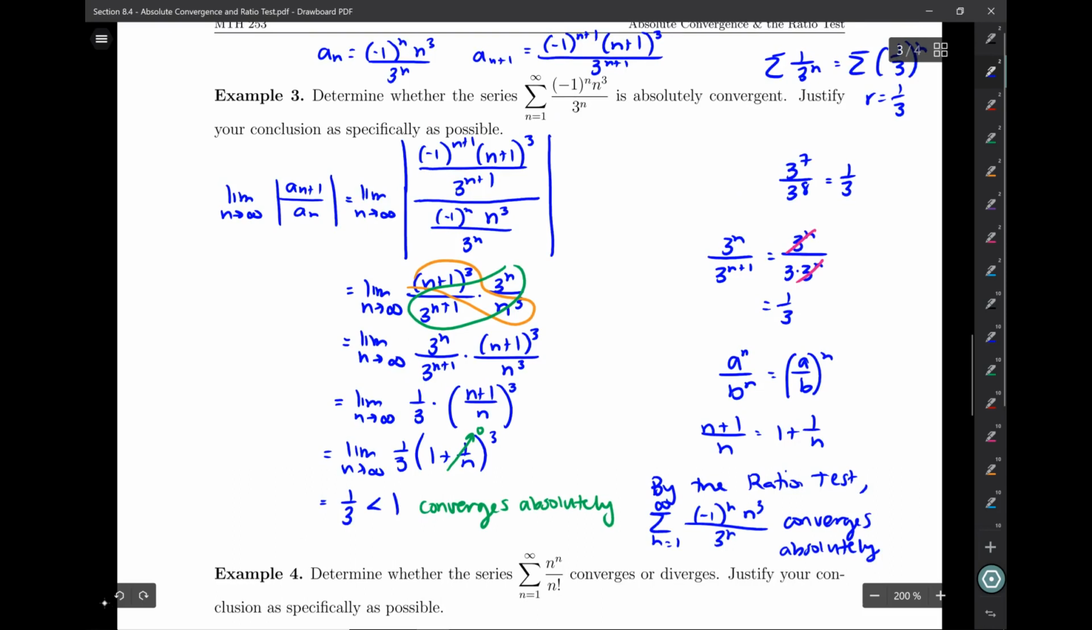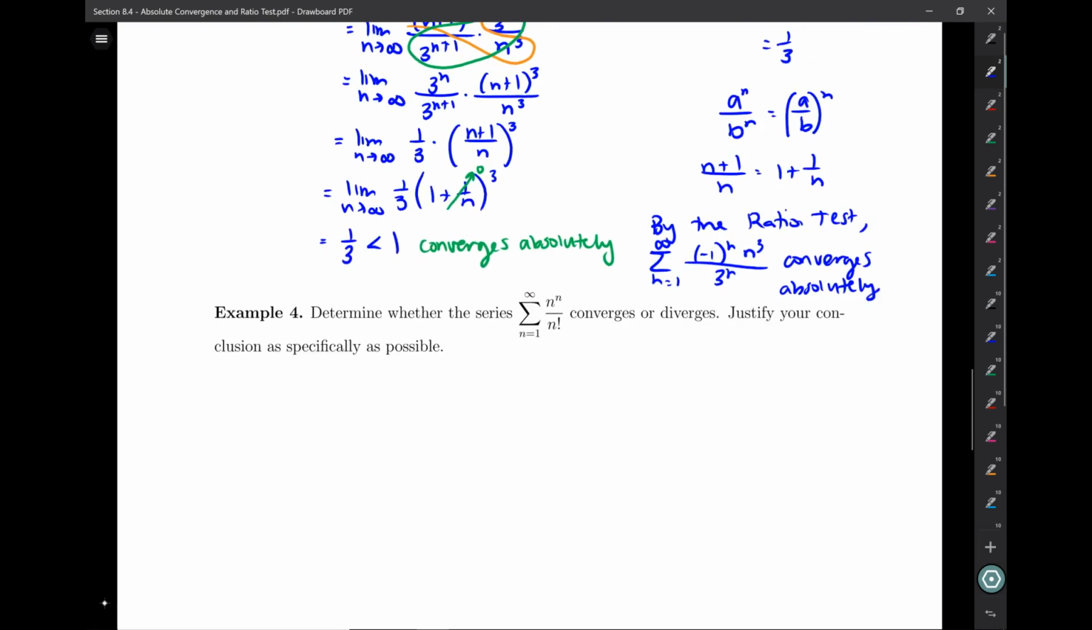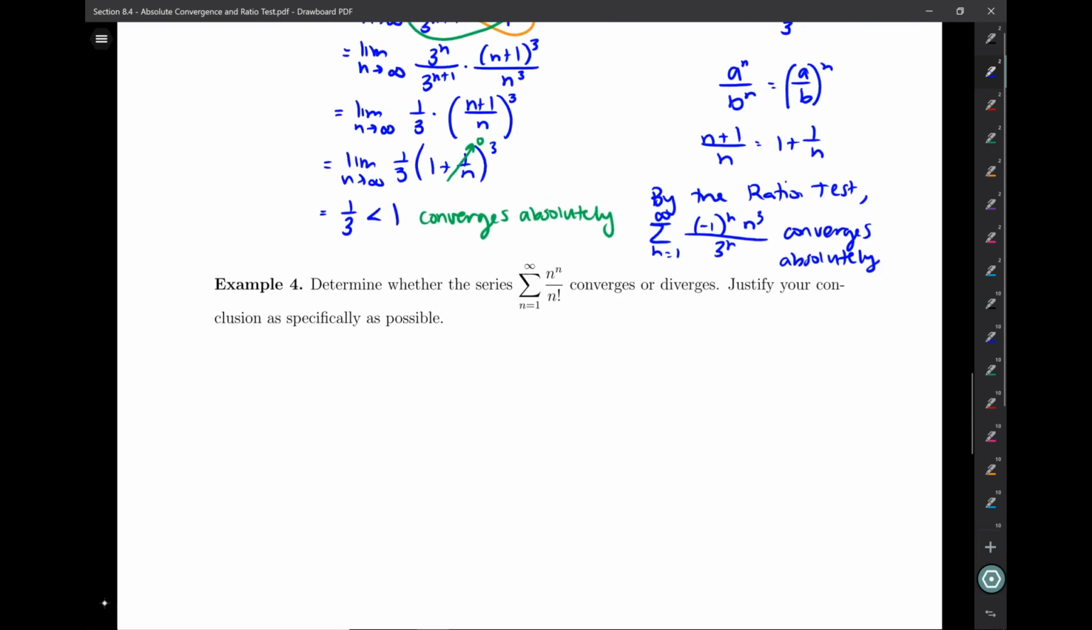Excellent. Okay, I think you're going to really like the ratio test. Let's do a few more examples. Okay, so with this one, let's determine whether the series n to the n divided by n factorial converges or diverges. Justify our conclusion as usual.